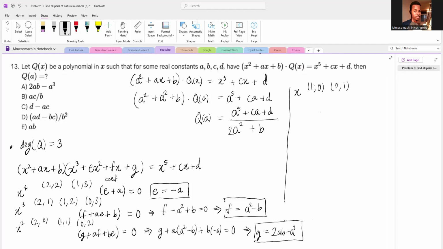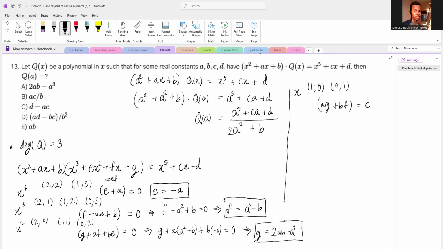So 1, 0 is going to be B times Fx, so that is going to be BF. And then 0, 1, or that 1, 0, is going to be A times G. And then 0, 1 is going to be B times F. So this is the coefficient of X, and we know it's equal to C.